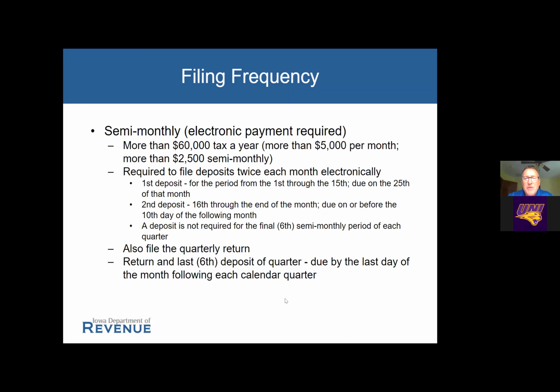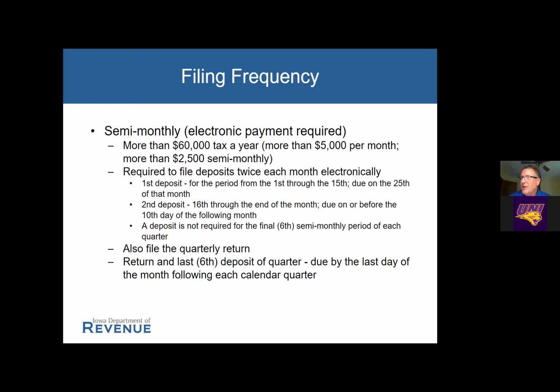When it comes to remitting your sales tax to the department, we've got different filing frequencies, and it's based on basically the amount of tax that you are remitting to the department. When you apply for an Iowa sales tax permit, you must choose a filing frequency. I'll just give you the highlights here, again depending on the amount of tax that you're going to be collecting and remitting to the department.